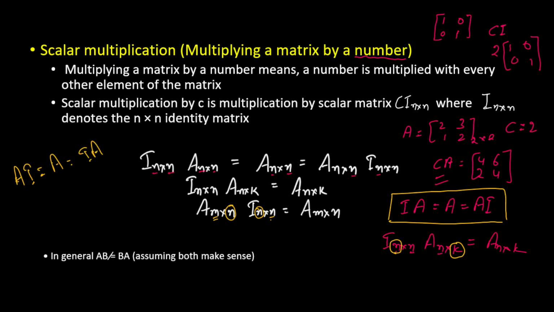Now one thing we have to focus on: AB, that is A multiplied by B, is not always going to be equal to B multiplied by A. It can be true in some cases, but this condition does not always hold, not every time. So this is all about scalar multiplication.